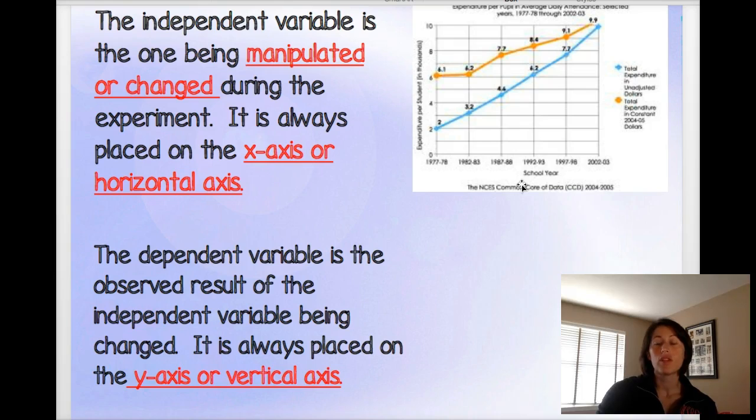Because there are two different lines, we have a key or a legend over here telling us which one represents which. And then you also have to make sure that the graph is scaled correctly. We want to make sure that we use the entire graph area. Okay, we don't just want it to be bunched up over here.